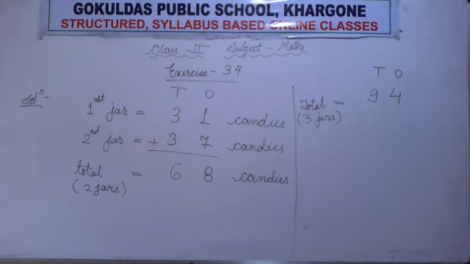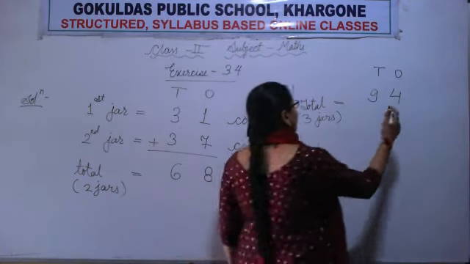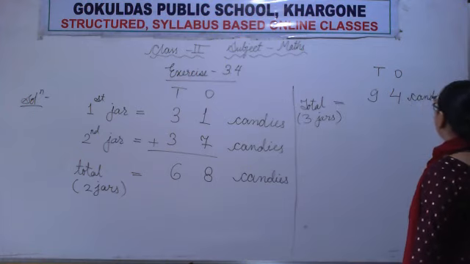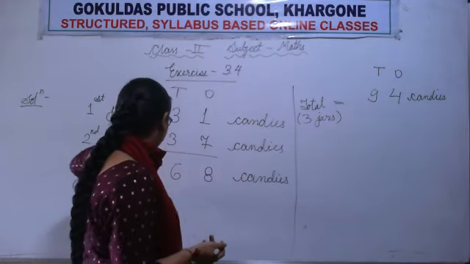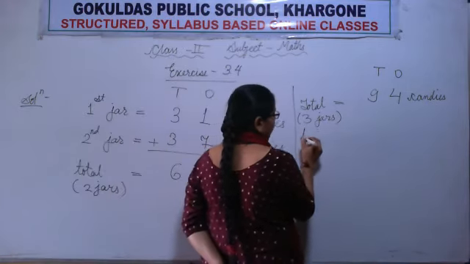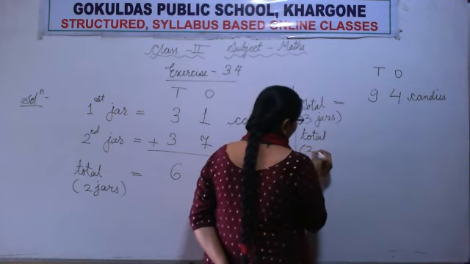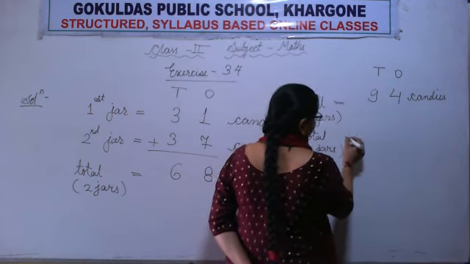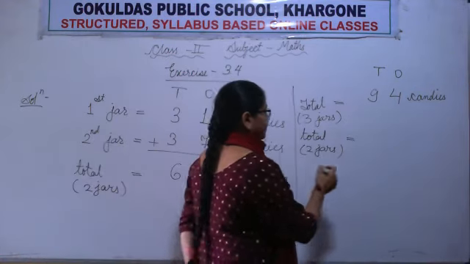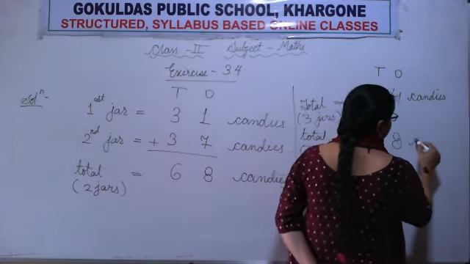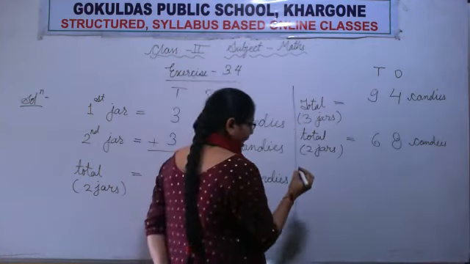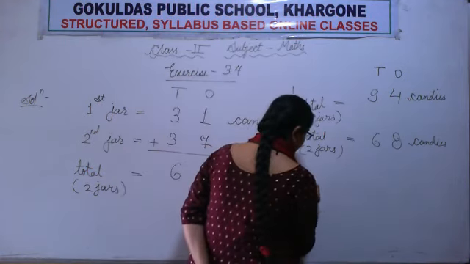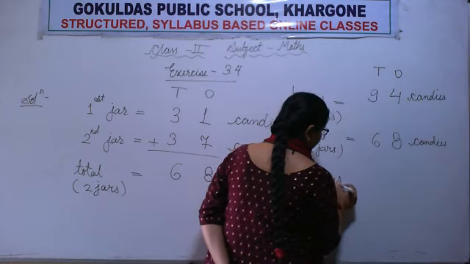Let me check if it is visible or not. Yes, this is visible. Nice. 94 what? 94 candies. So we'll write candies also. Now we will subtract the total of 2 jars. So again we'll write total of 2 jars. 68. 68 what? 68 candies. Now for getting the candies in the third jar, we will subtract.